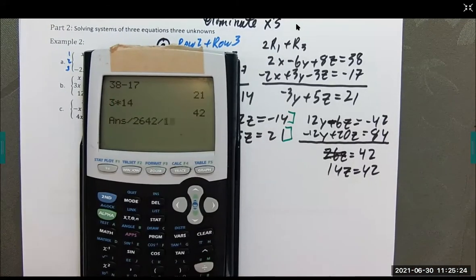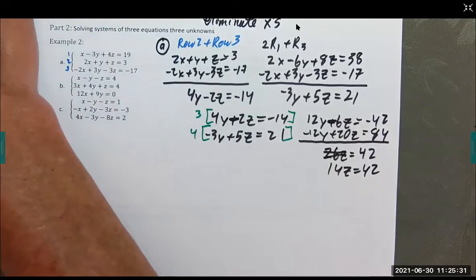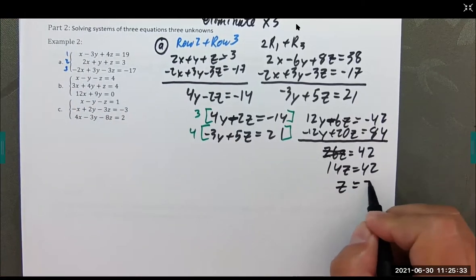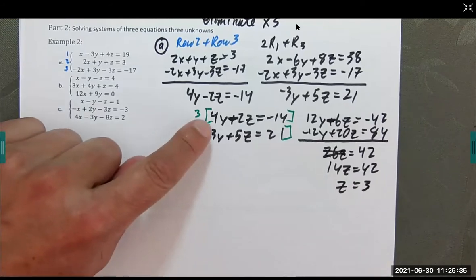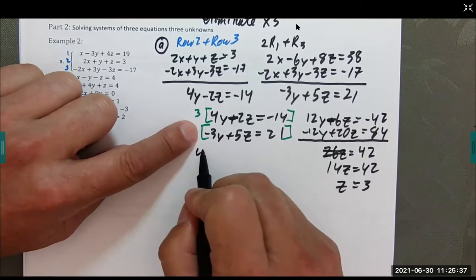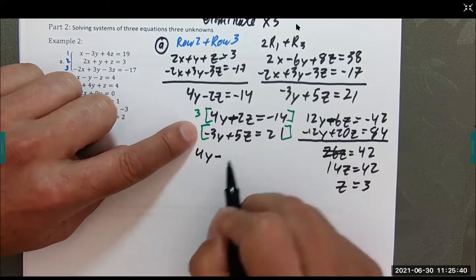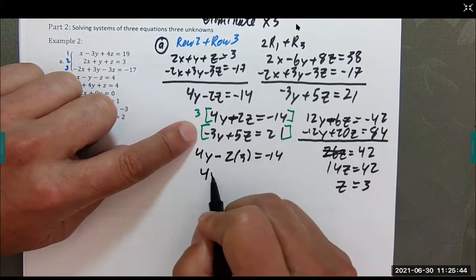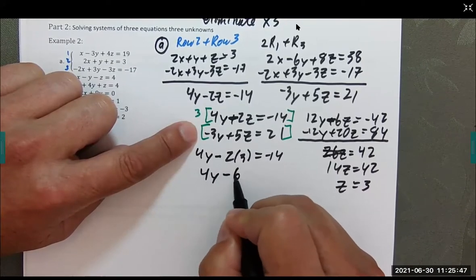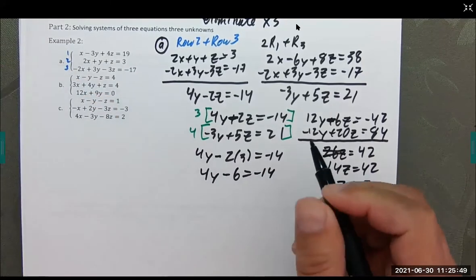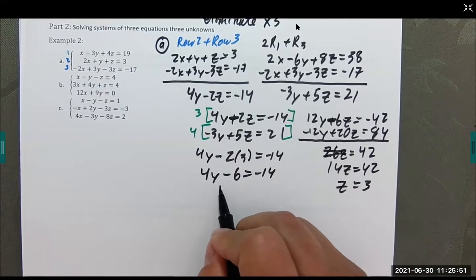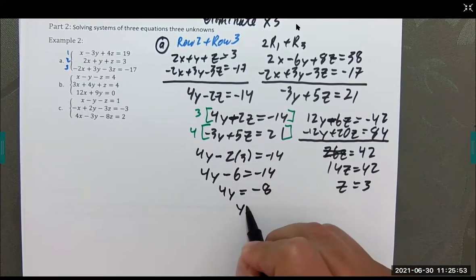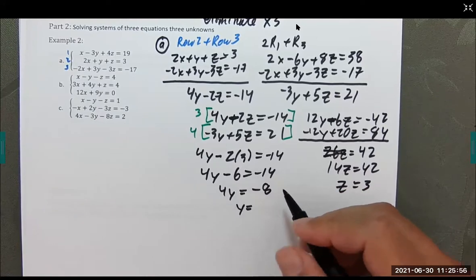42 divided by 14. Better. So it looks like z is 3. I'm now going to go back to my 2 by 2 and finish solving it. So I'm going to go 4y minus 2 times 3 equals negative 14. 4y minus 6 equals negative 14. Adding a 6 to both sides, 4y equals negative 8, y equals negative 2.